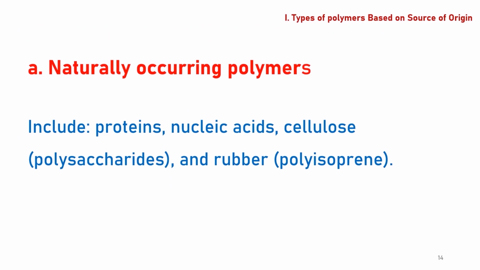Polymers are not just all around us, but they are even comprised within our bodies. Proteins, nucleic acids, cellulose, and enzymes all are examples of naturally occurring polymers. One of the commonly known natural polymers is polyisoprene, or what is known as rubber.